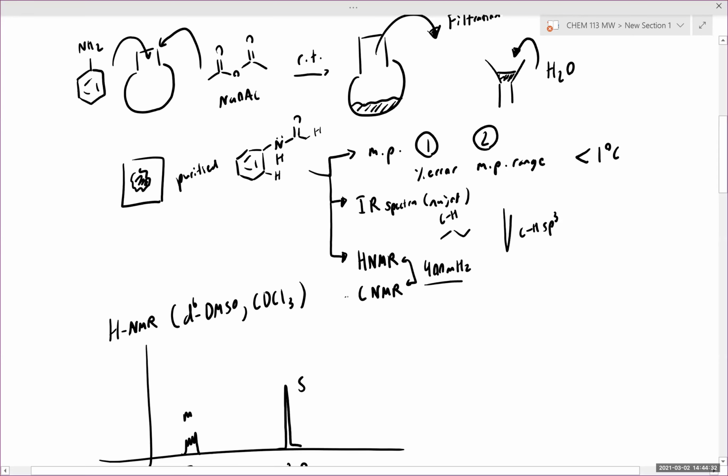So notice we're also taking a carbon NMR in this case. So you're going to want to have the spectral data for your reactant and product. So you need the IR, proton, and carbon NMR for your reactant and product. Just your reactant and product. You don't have to worry about the solvents or byproducts. Just focus on the principal reactant and product, so aniline and the acetanilide.